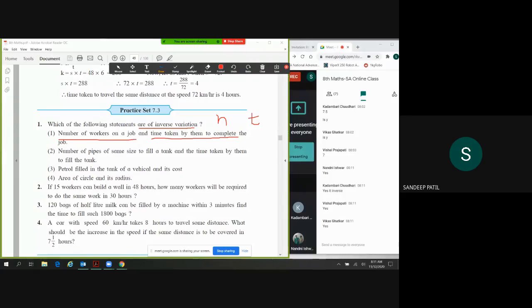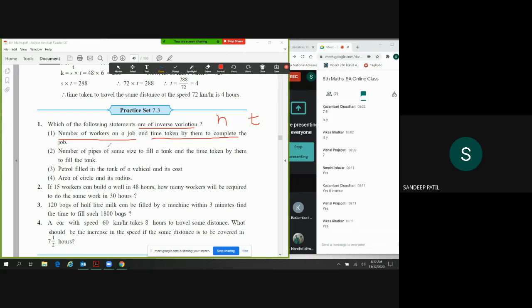So sometimes it is important to understand whether the problem is an inverse variation or a direct variation. Understanding that and formulating accordingly is another important step. Here we can see the number of workers on the job and the time taken by them to complete a job. So this is in inverse variation.